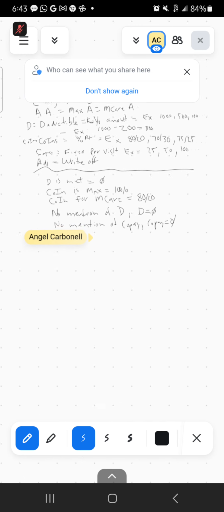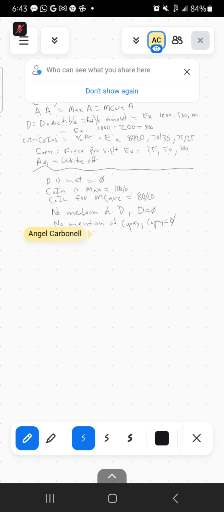Other rules. Charges will always be bigger or equal to the allowed amount. So charges are greater than or equal to the allowed amount. The allowed amount will never be bigger than the charges. So if you calculate adjustment and you get a negative number, probably you have the numbers backwards.